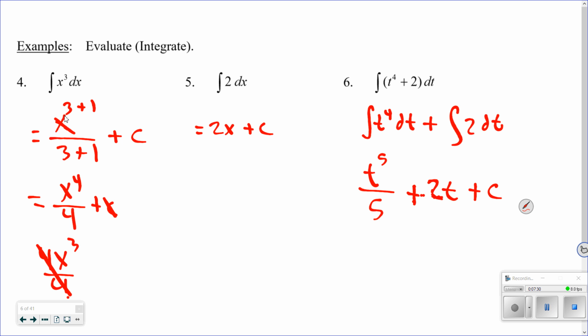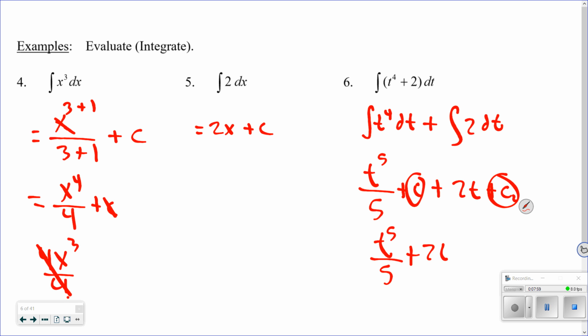We don't have to put the plus c twice. If I did put it twice, let's go back. Let's say I integrated t to the 4th. I got t to the 5th over 5 plus c, plus integrate 2, or 2t, excuse me, plus some other c. I'm going to call it c2, just a different constant. Well, if I add these two together, if I add a constant and a constant, it just equals a constant. So whenever that happens, if you have separate integrals like that, I don't have to put 2 different constants. When I add those together, it's just going to be a constant anyway.